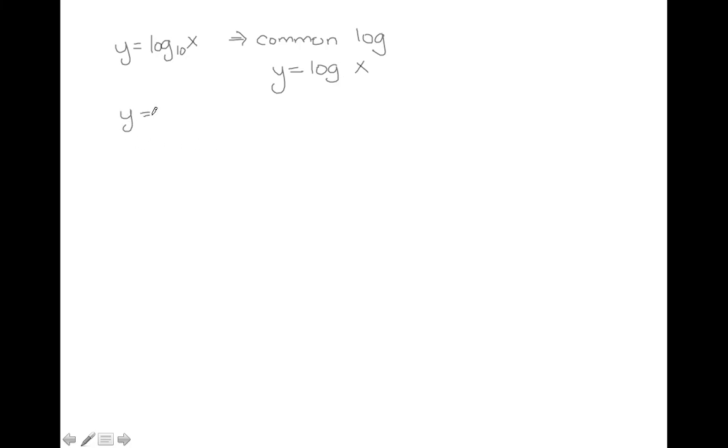Another kind of popular one is log base e of x, and that's that 2.718 number. This is called the natural log, occurring in nature. And it is also written as y equals ln x. So instead of log base e, they'll write it as ln. Okay, so these are both buttons on your calculator, log and ln.